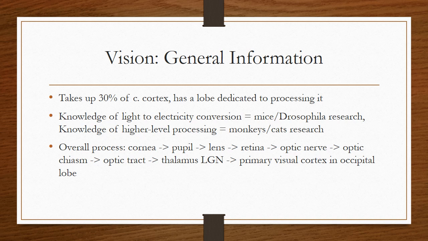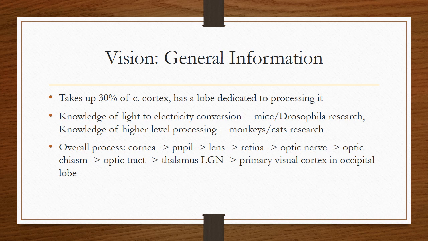First of all, the first thing you should know is that vision takes up an extremely large amount of processing power. It takes up about 30% of the cerebral cortex, and it has an entire lobe, the occipital lobe, dedicated to processing it. Through research, we've learned a lot about vision. Specifically through mice and Drosophila, which is basically fruit flies, we've learned about light to electricity conversion. Basically, we've learned how the brain translates light signals, which come in through your eye, into electrical signals the brain can process.